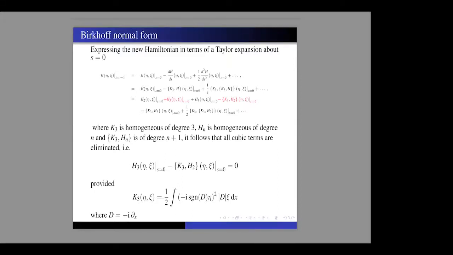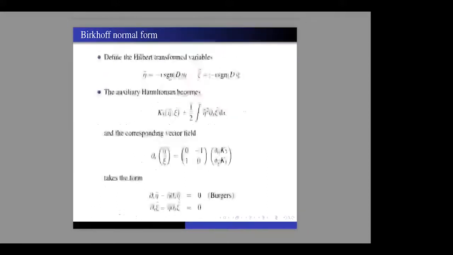All right, so this is how we can get K3. It looks more familiar if you express it in terms of these new variables, eta tilde and xi tilde. And you can think of this operator minus I times sine of D as a Hilbert transform, if you like. So these are Hilbert transform variables. So in terms of these new variables, K3 has this form. And the corresponding equations for eta tilde and xi tilde are given below here.